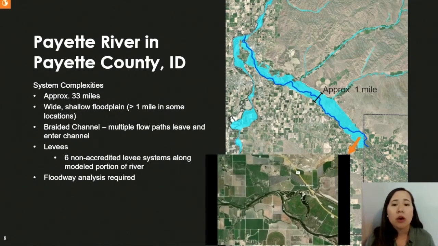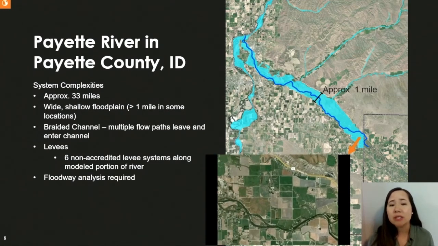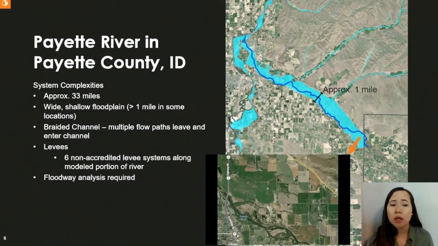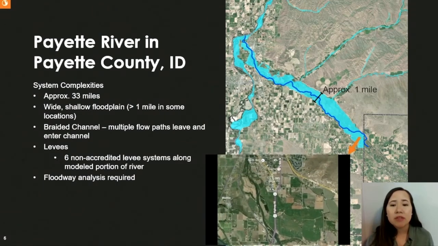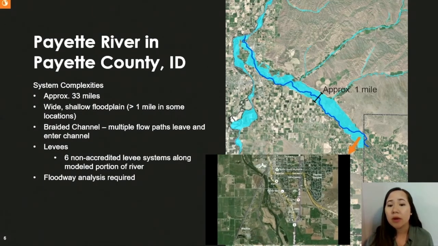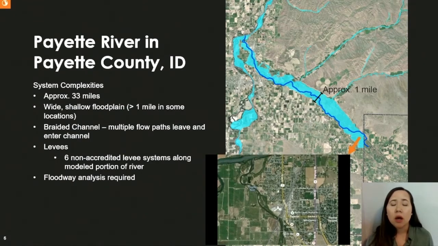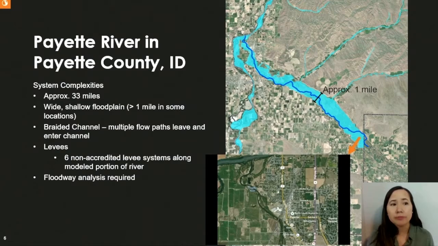On top of that, there are 6 non-accredited levee systems that line the Payette River in this county. And because the purpose of this modeling was to develop a regulatory detailed study, we were going to also do some floodway analysis along this stretch of river.